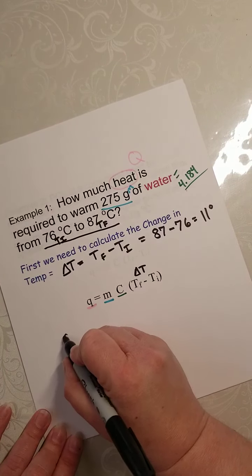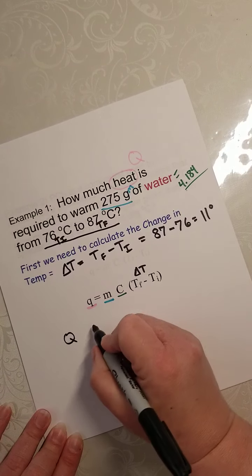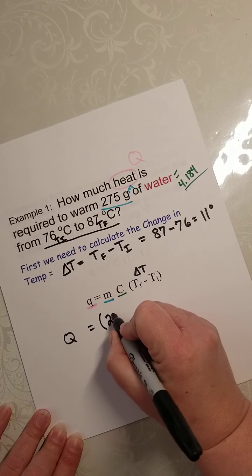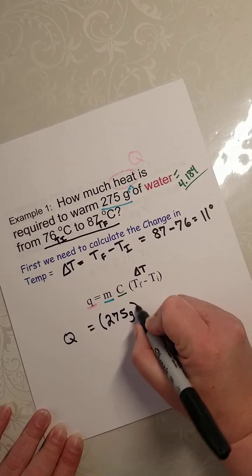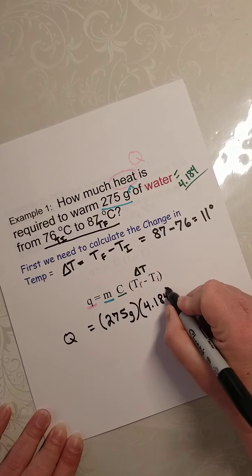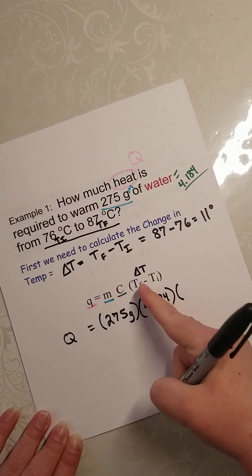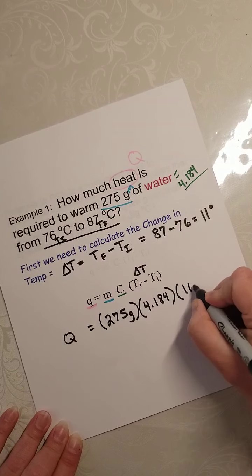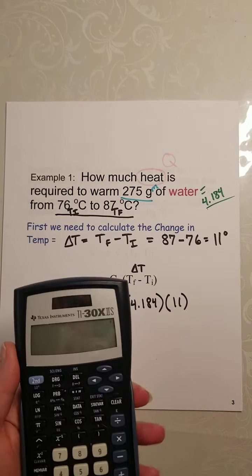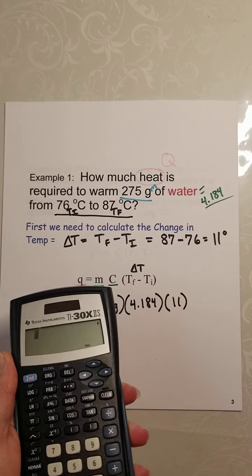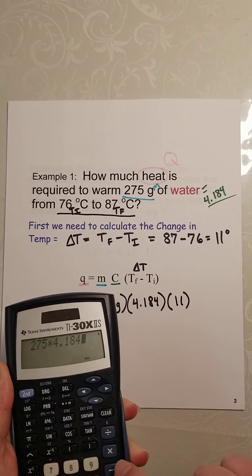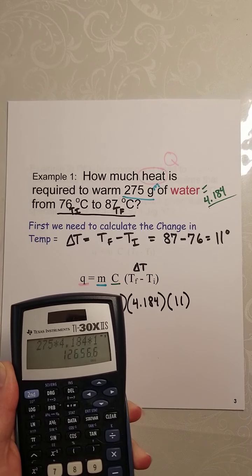So Q, all right, and you can write lowercase or uppercase. It doesn't matter to me, really. We plug in our M, 275 grams, okay? Plug in our specific heat, 4.184, and we plug in our change in temperature right here, 11 degrees. And then you just plug and chug, literally. So we go ahead and let's see if I can tilt this so you guys can see. 275 times 4.184 times 11.